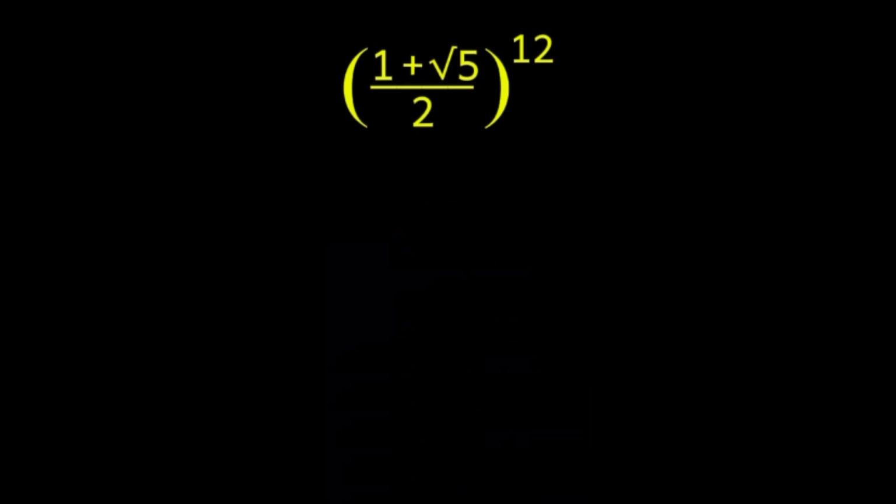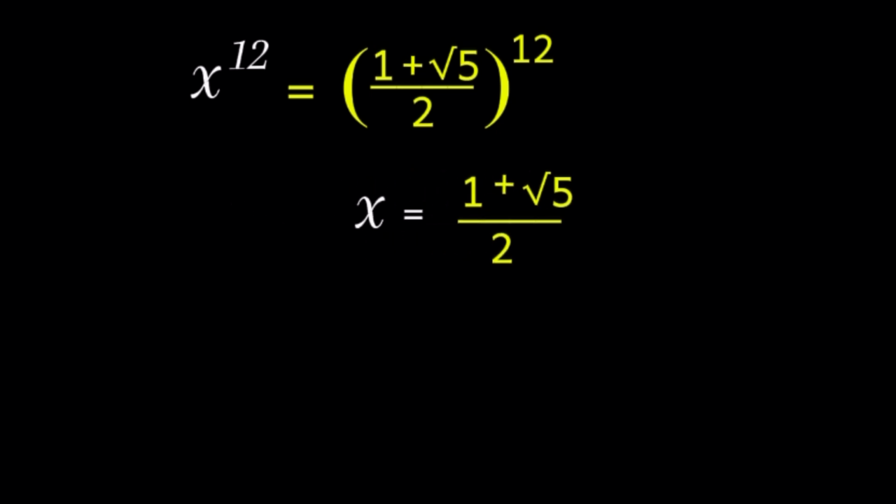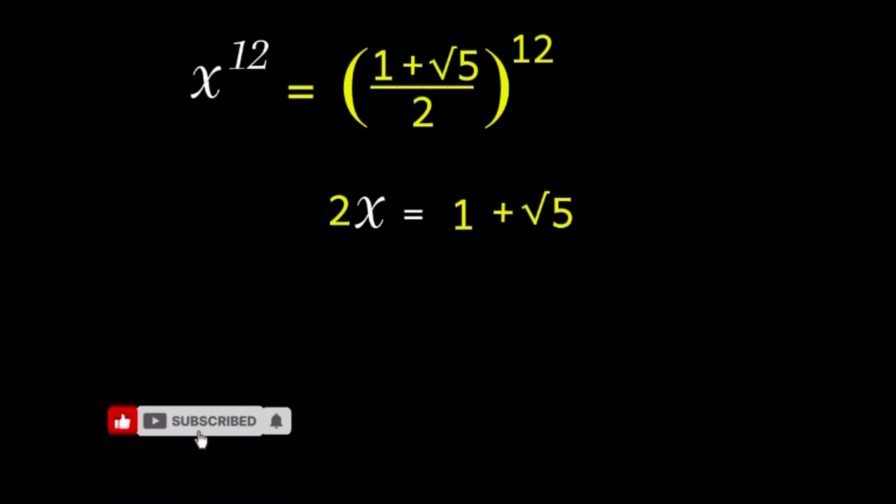So first of all, let us call this expression x. So x is equal to (1 plus square root of 5) divided by 2. And our goal is to find x to the power of 12. Now watch carefully because this is where the magic starts. We begin by simplifying the expression. Multiply both sides by 2 to remove the denominator. So we get 2x is equal to 1 plus square root of 5.